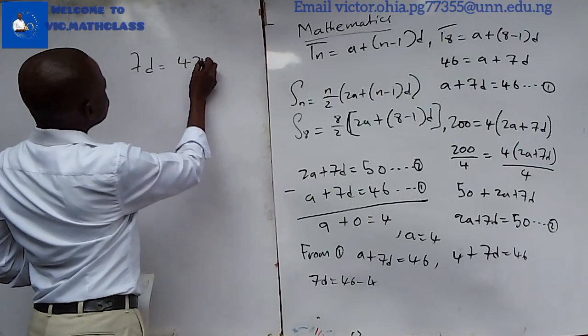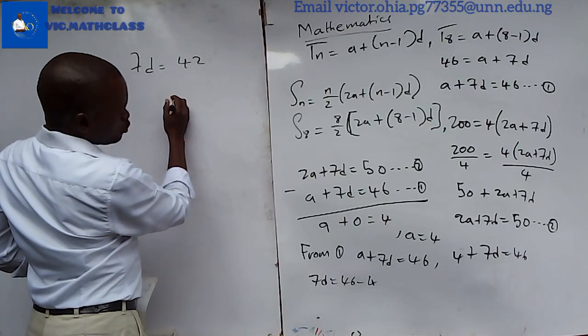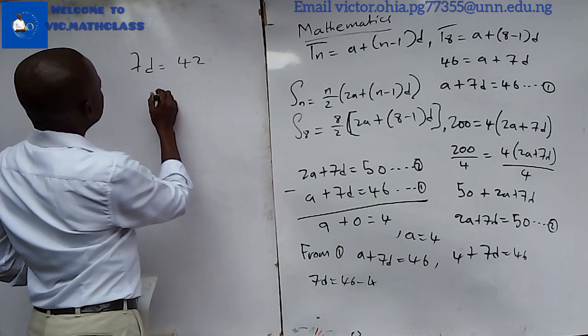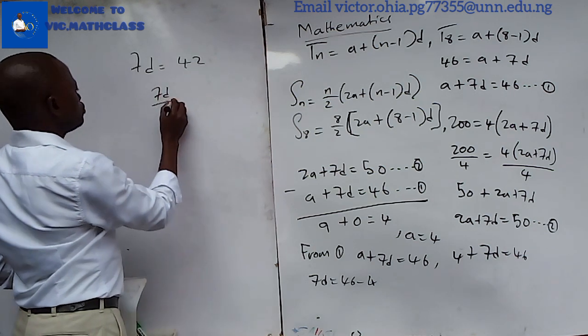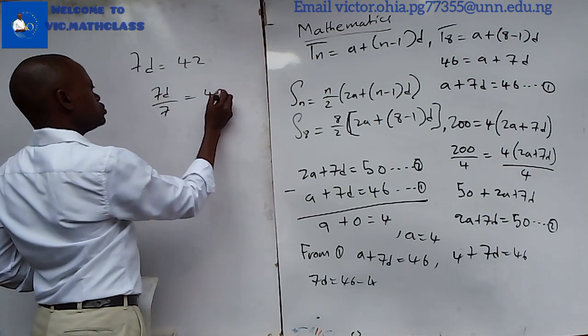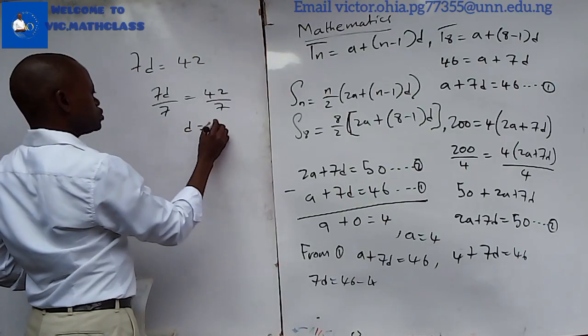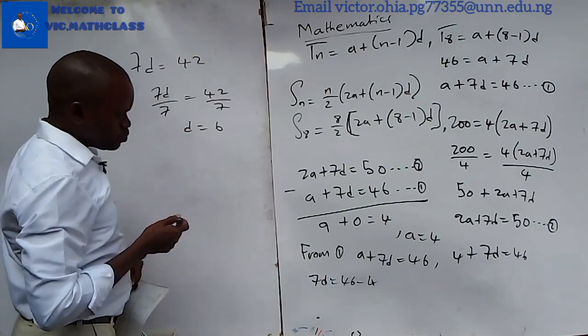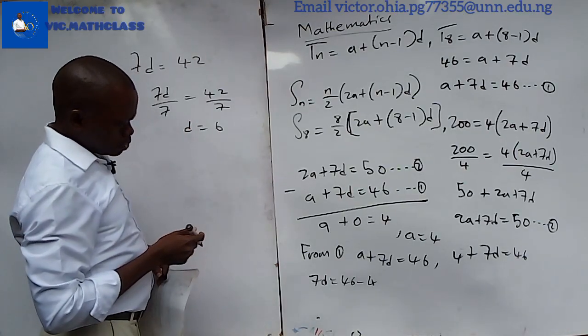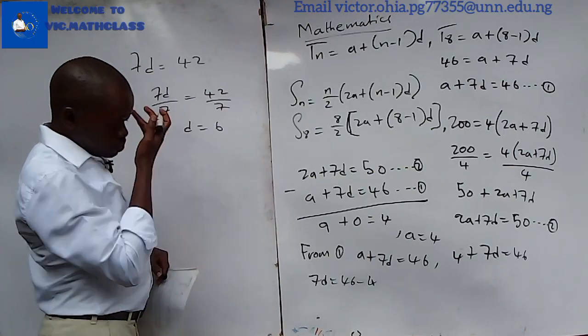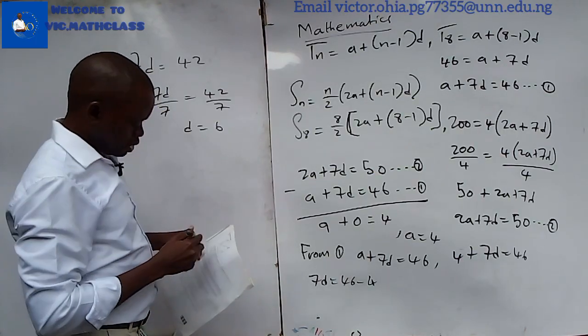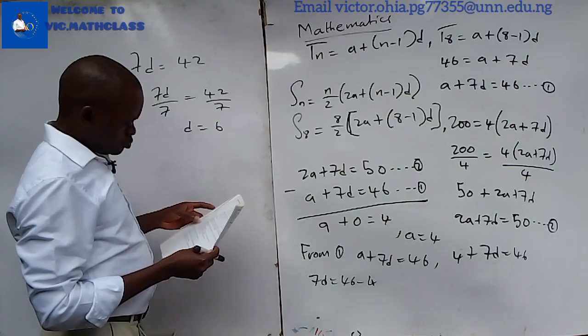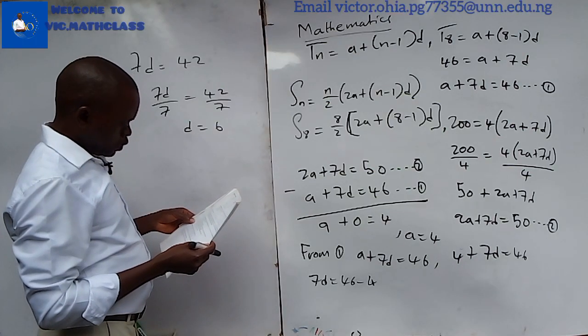Yeah, 42. And if I divide both sides by 7, I'm going to have 7d over 7 equals to 42 over 7. Of course, d is equals to 6. Okay, d is equals to 6. So I've been able to find what a is, and I also been able to find what d is here.